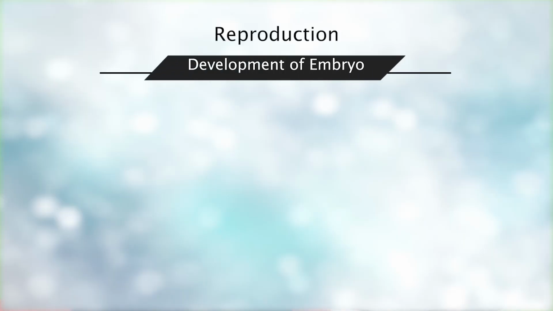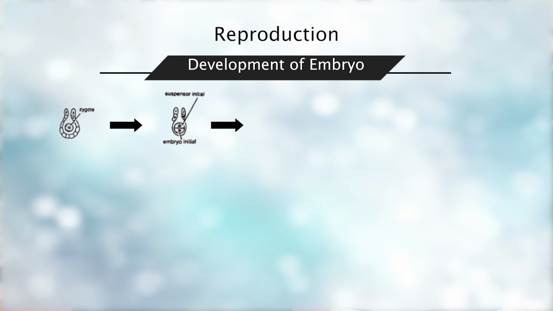So with this, there is the end of the gametophytic generation and it will initiate the formation of the sporophytic generation. So here we will be talking about the development of the embryo. After the zygote formation, there will be a division in which the epibasal and the hypobasal cell will be formed. The hypobasal cell will give rise to the suspensor initial and the epibasal will form the embryo initial. So there will be this further development.